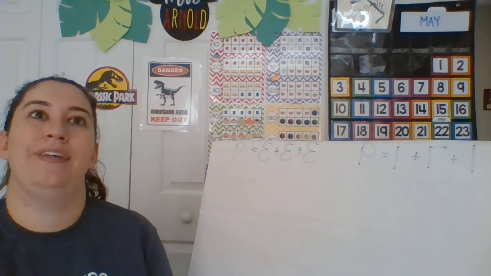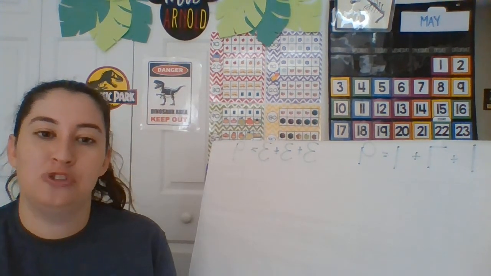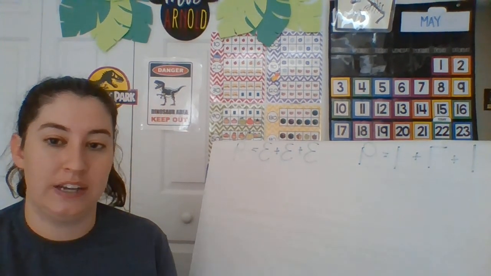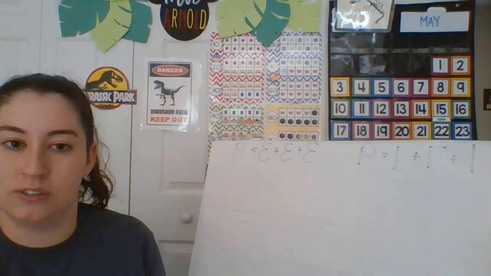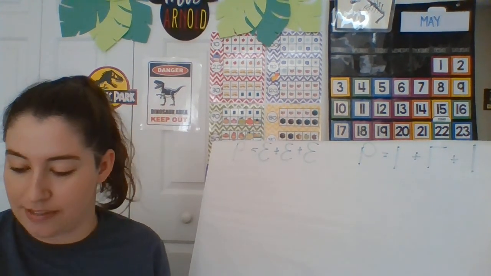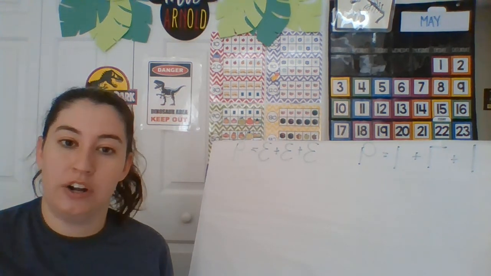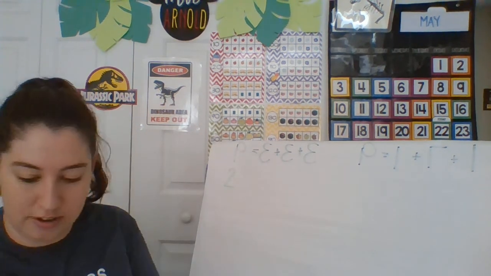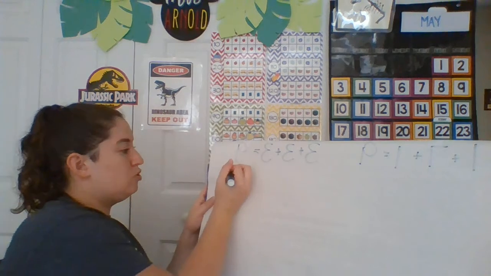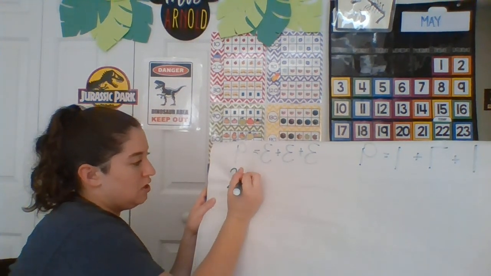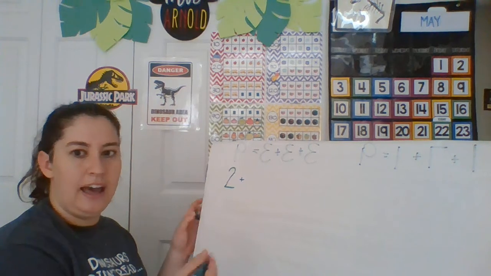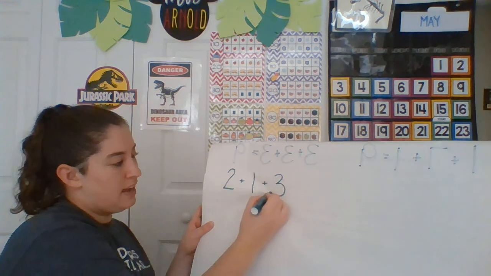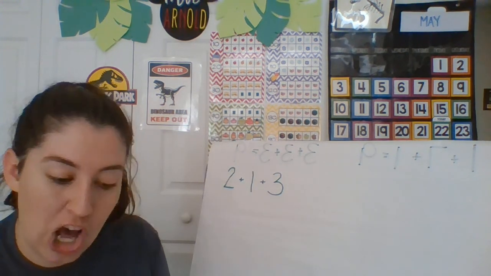So let's start with, there were 2 Tyrannosaurus rexes, an Allosaurus, and 3 pterodactyls. How many dinosaurs are there all together? We're going to say that one more time. There were 2 Tyrannosaurus rexes plus an Allosaurus plus 3 pterodactyls. How much do we have all together?